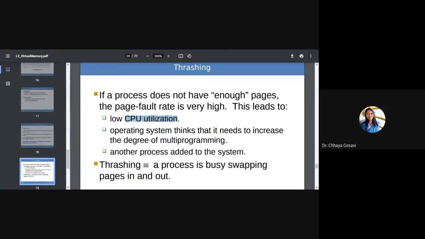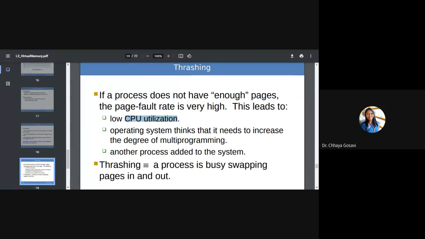Throughput. It is the number of processes completed at a given time. Suppose I have 20 processes currently in execution, and out of those 20 processes, 5 processes completed their execution in that particular time, suppose at 5 seconds. So the number of processes completed at a particular time is called throughput. Okay.